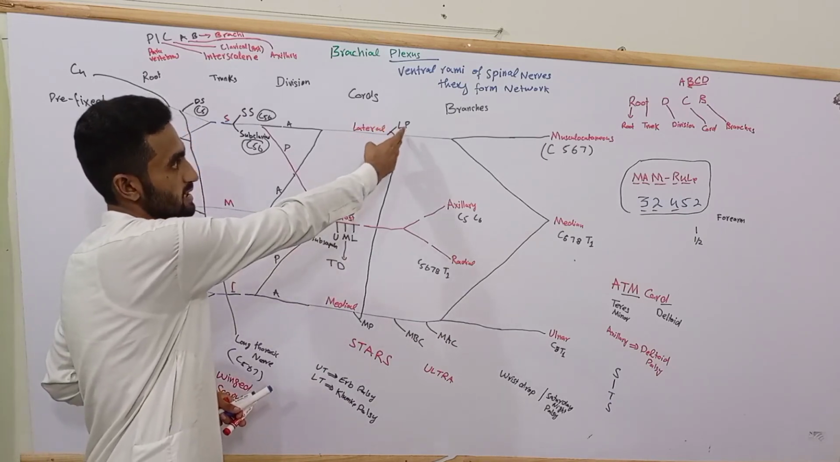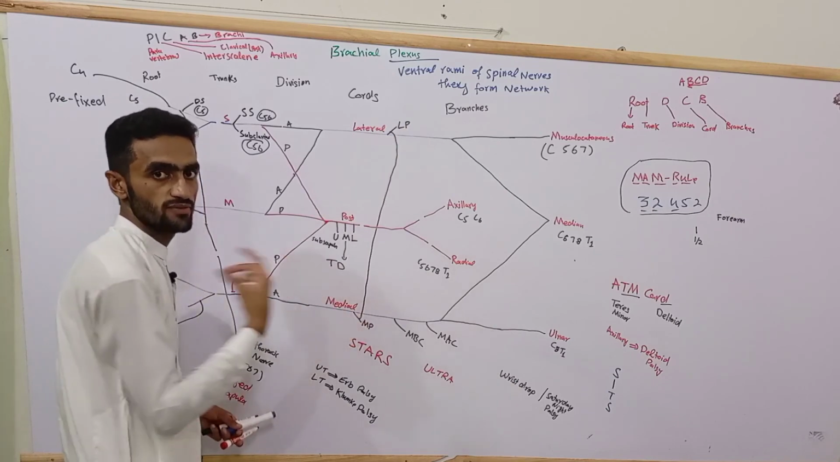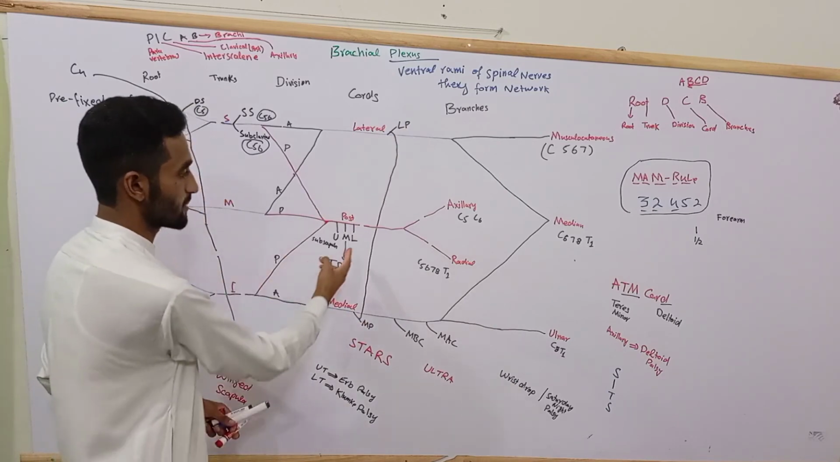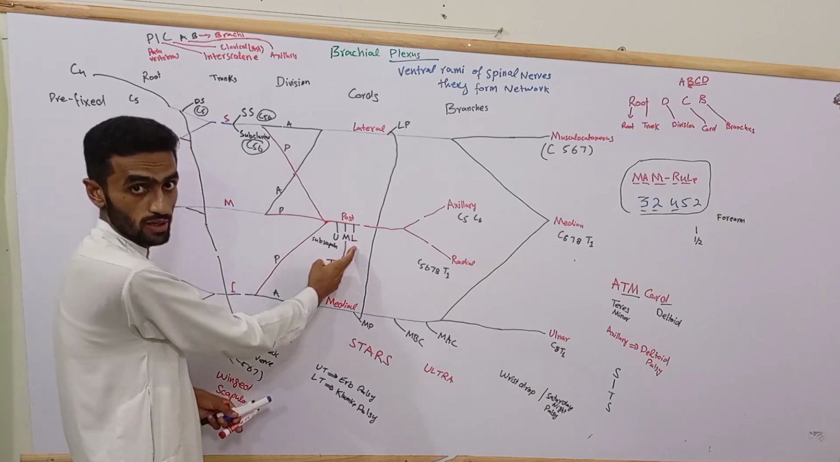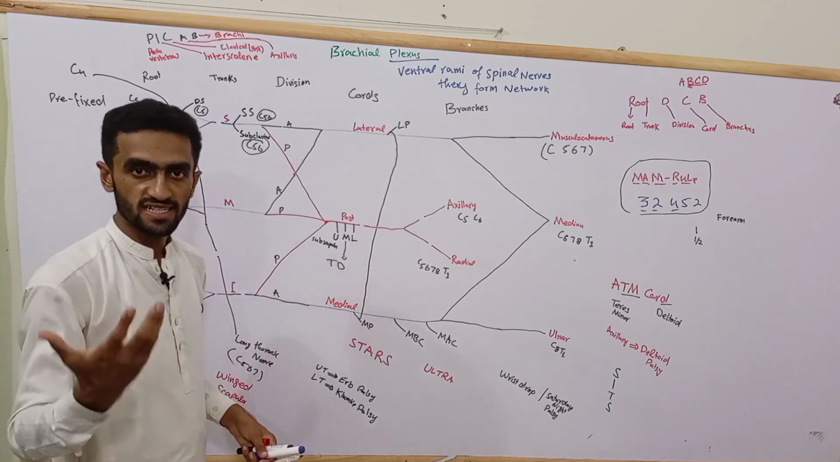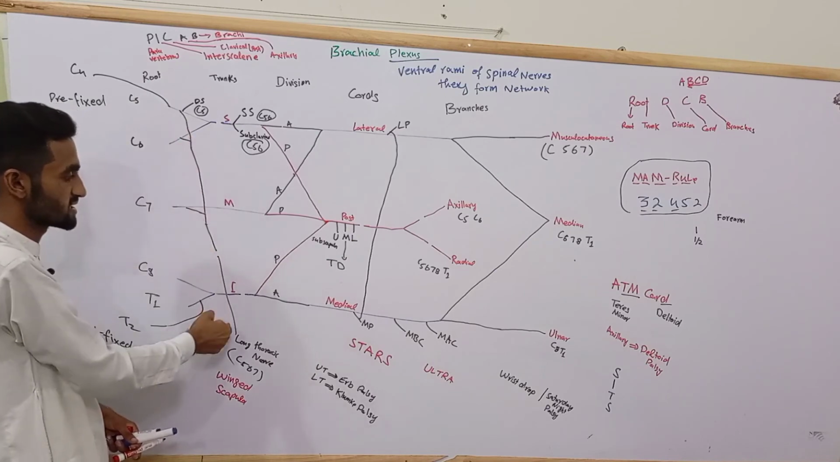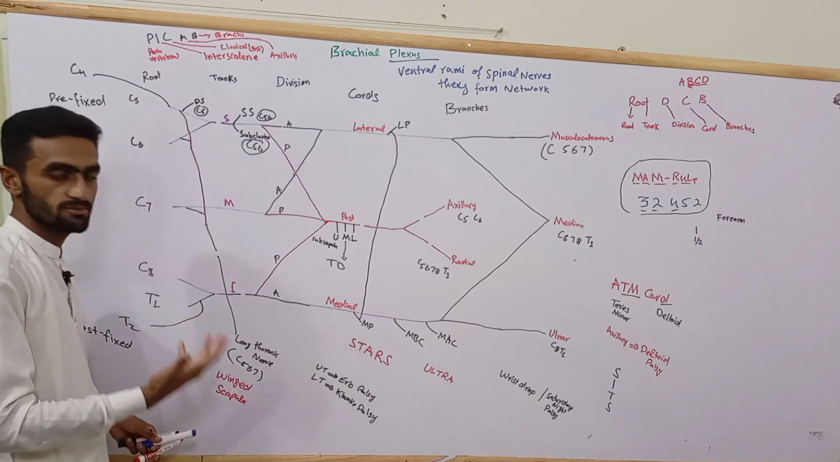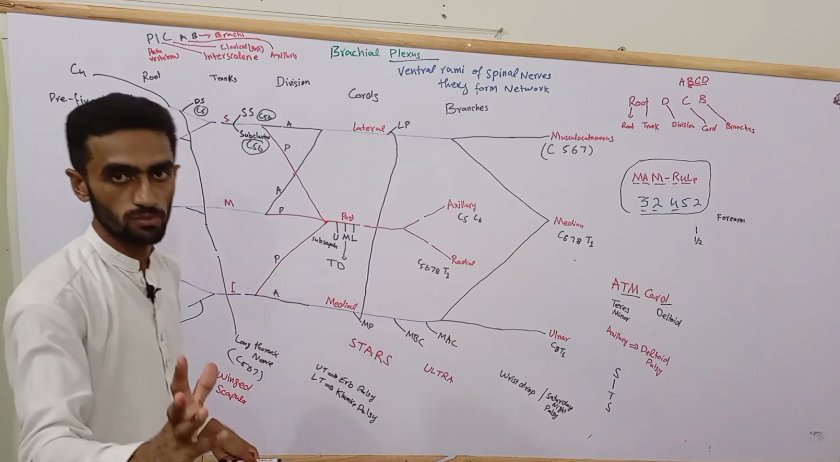by the lateral pectoral and the medial pectoral. If you look at the other one, that is teres major, that is supplied by the lower subscapular. If you look at the serratus anterior, it is supplied by the long thoracic nerve. Make sense? So you can utilize this brachial plexus for the revision of your whole module.